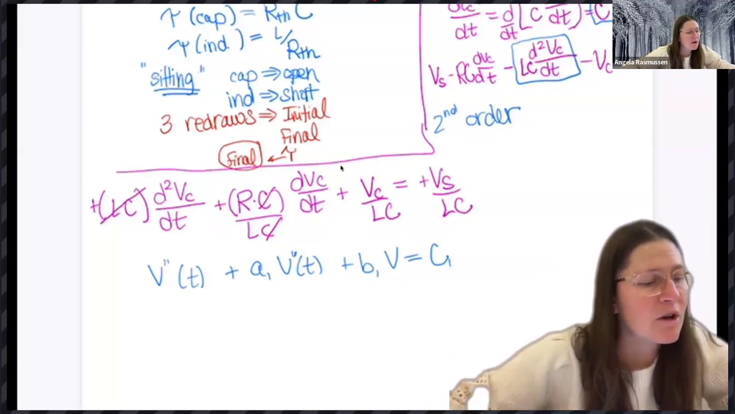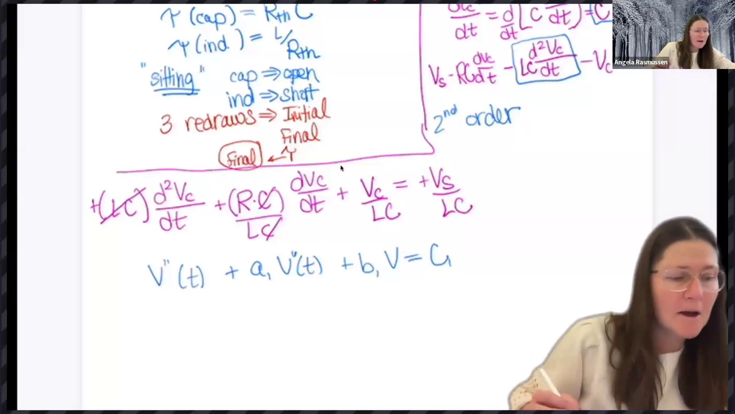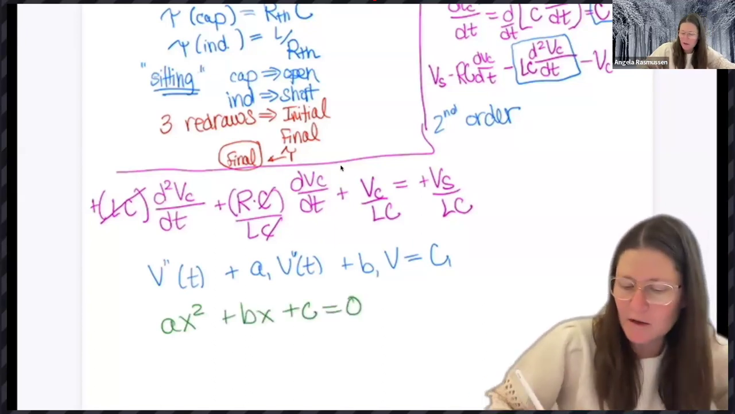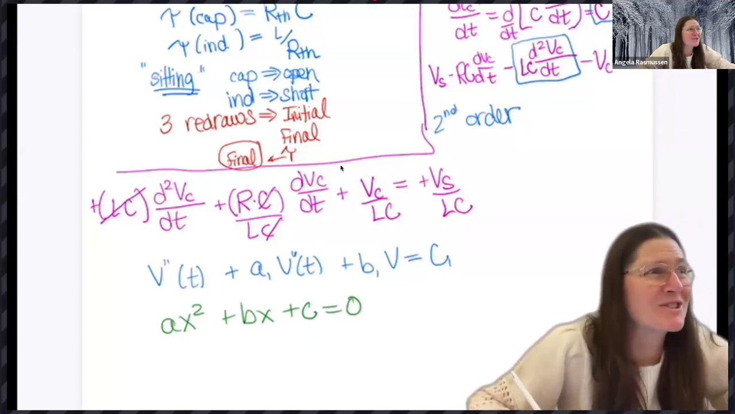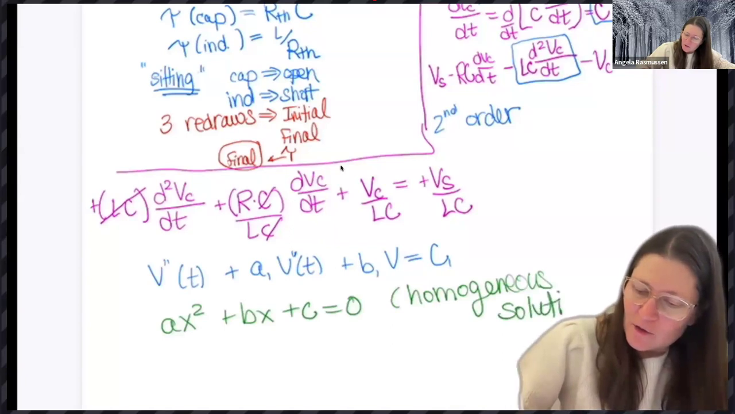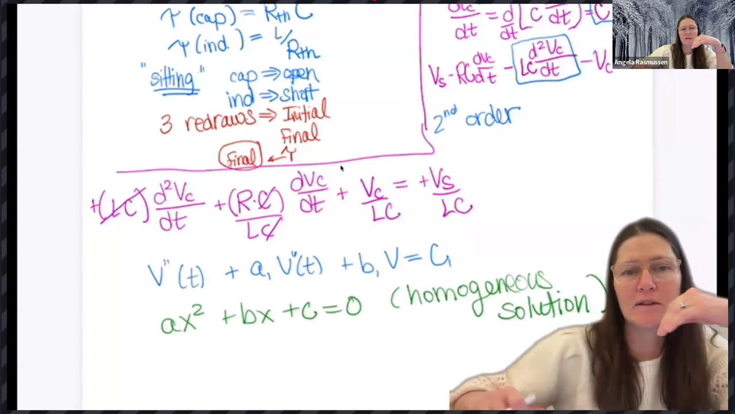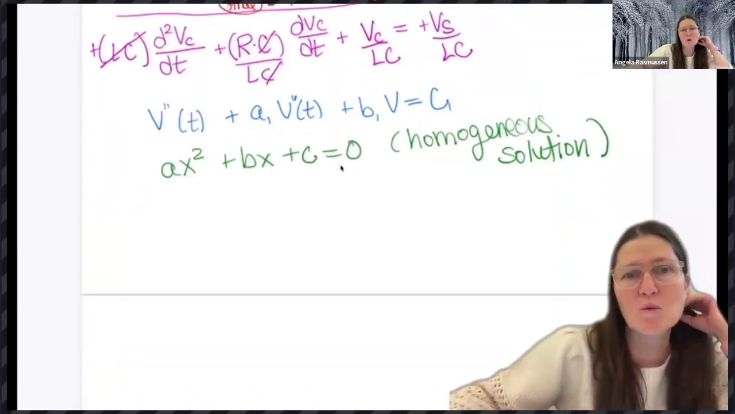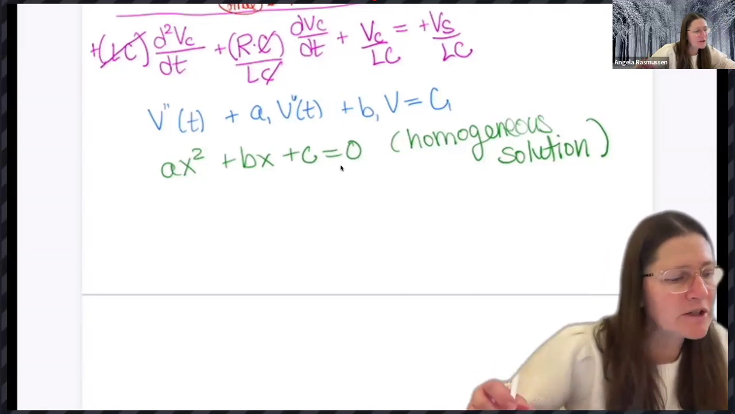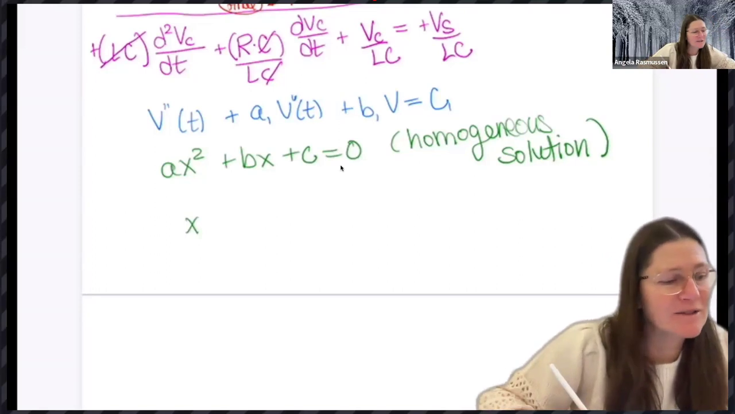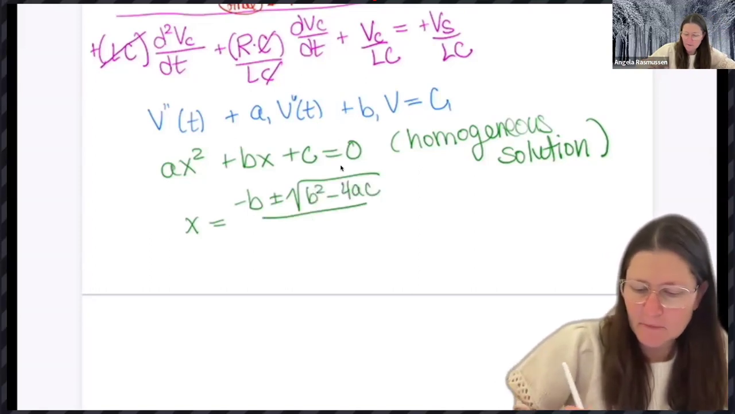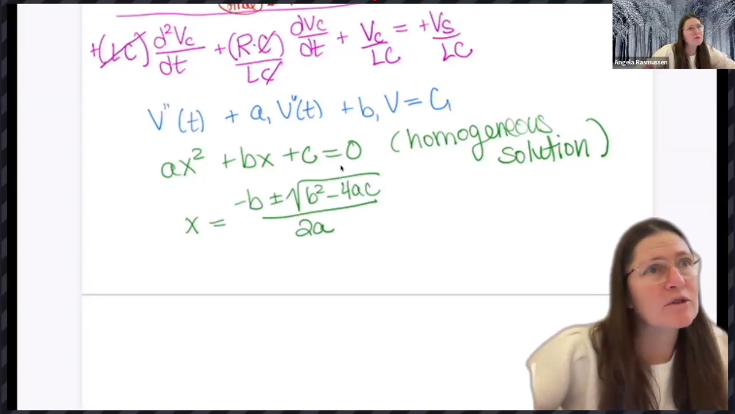So this can be treated like x squared plus bx plus c equals zero, would be what I use the term homogeneous solution for. So I don't know if you guys heard that one. Okay. Homogeneous solution. So this is when that equation equals zero. And so we can get a solution with that, and then we can get a solution with a forced function. And then you can add the two together. So looking at just this, if you remember, quadratic is solved by minus b plus or minus the square root of b squared minus 4ac over 2a. So these will give you the roots of the system.